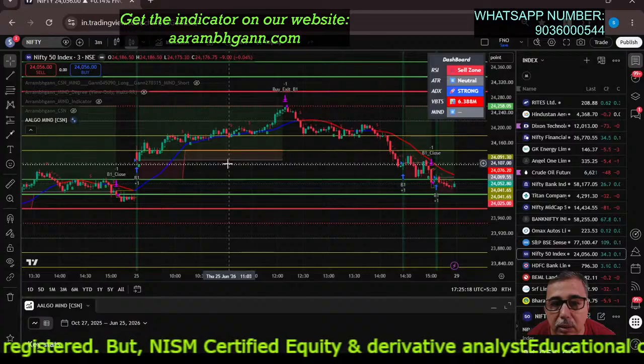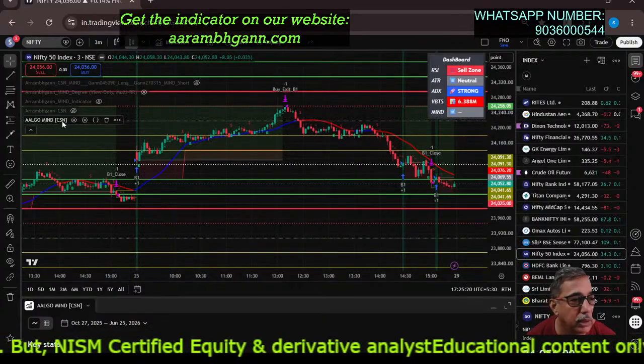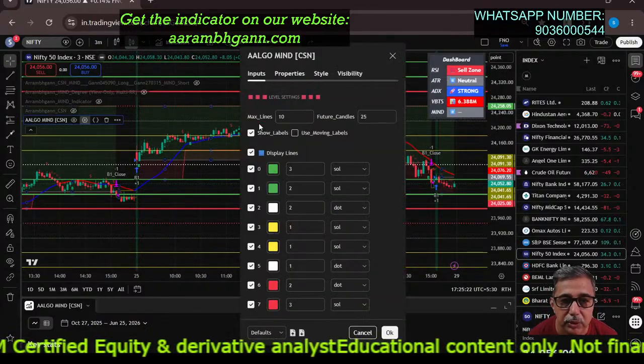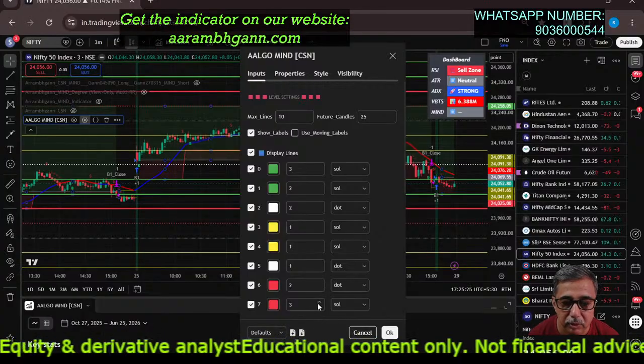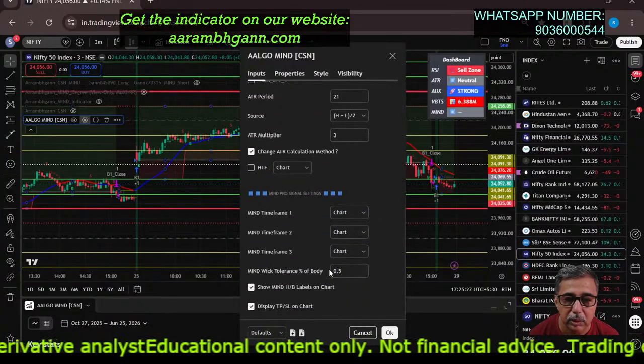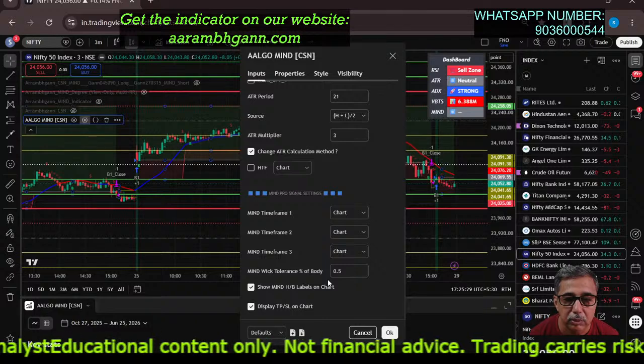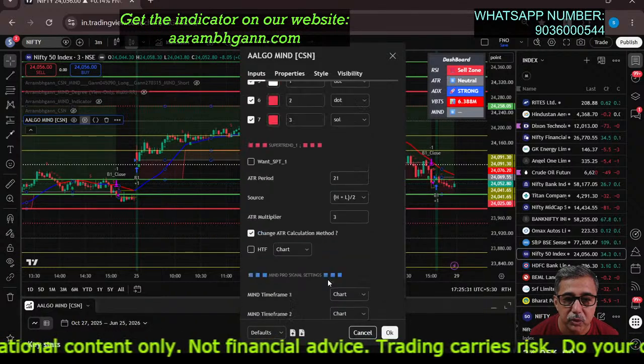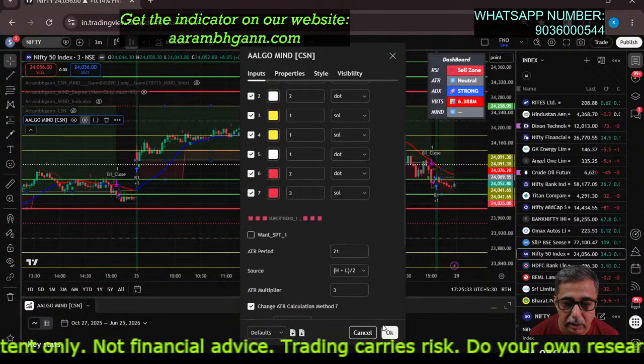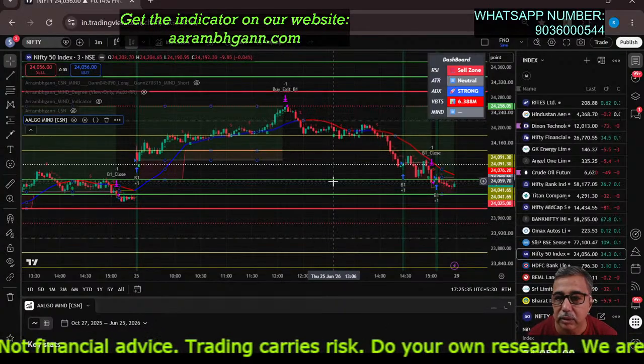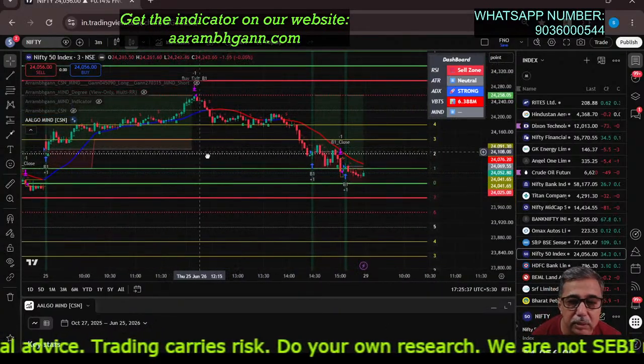Okay, the short entry did not come in this. Why? I need to check that. Okay, so there might be some setting problem. Yeah, some setting issue is there, so hence the short entry was not taken. That I need to check from the back end. But this is how it works.